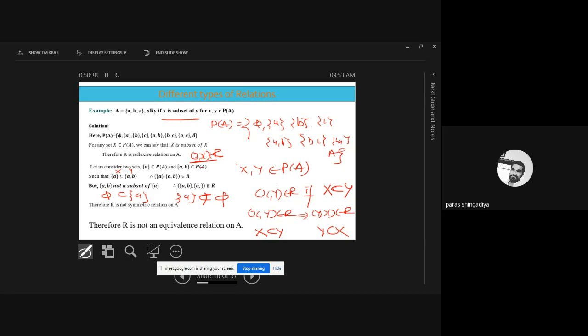So A is not a subset of 5. Clear? So that's the case. It is not symmetric. So there is no need to check the transitive relation. So therefore it is not symmetric, so it is not an equivalence relation. Any confusion in this data?